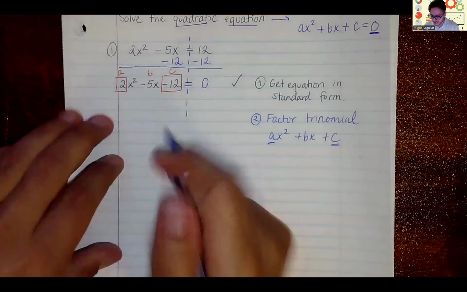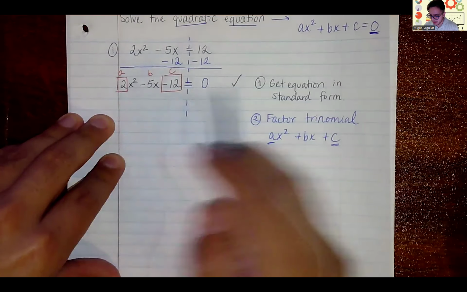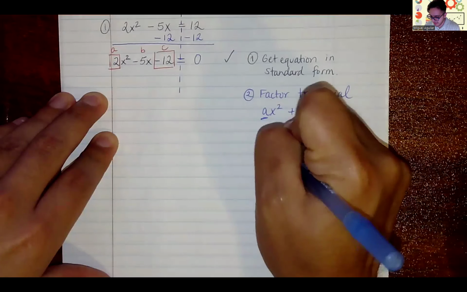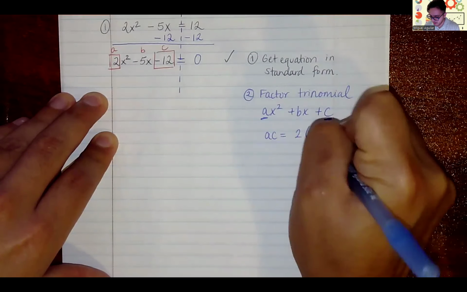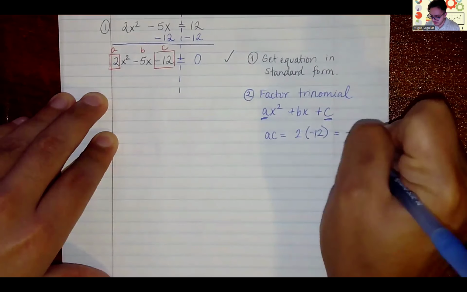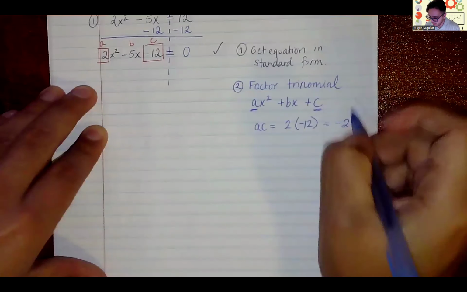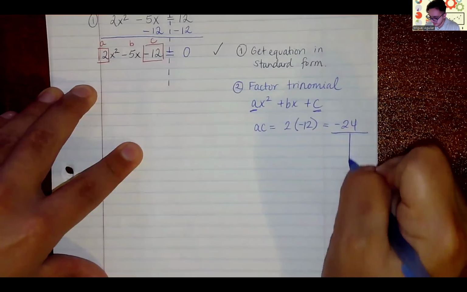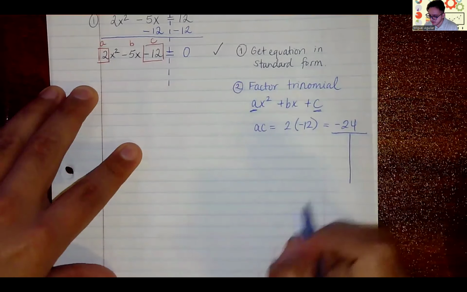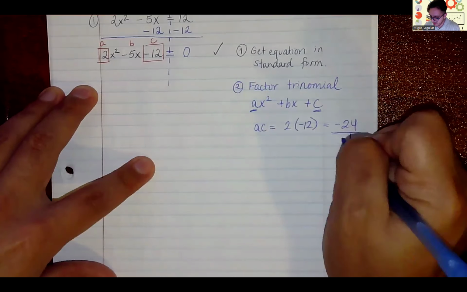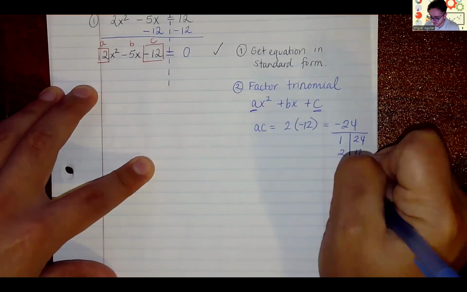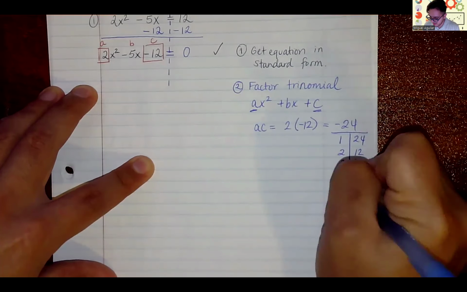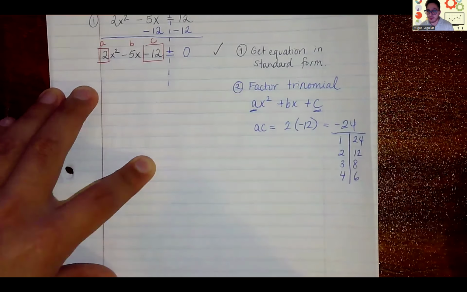But for now, we're going to take 2 and multiply it by 12. Okay, so we have a times c is equal to 2 times -12, which gives us -24. Okay, we're going to find all of the factor pairs of 24. What are all the pairs of numbers that multiply and make 24? That's 1 and 24, 2 and 12, 3 and 8, 4 and 6, 5 doesn't work, and then we're back at 6.